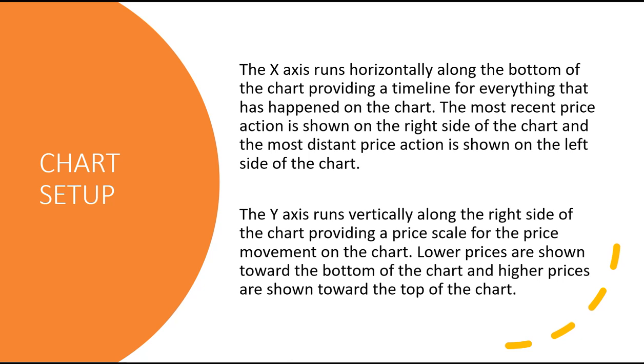The y-axis runs vertically along the right side of the chart, providing a price scale for the price movement on that chart. Lower prices are shown towards the bottom and higher prices are shown towards the top. So in other words, when the euro fell all the way down to 99 cents to a dollar, it was all the way down on that right-hand side of the chart. As it moved up to a dollar, it moves up on that side of the chart, or falls down on that side of the chart.